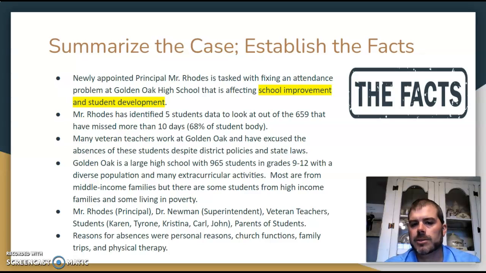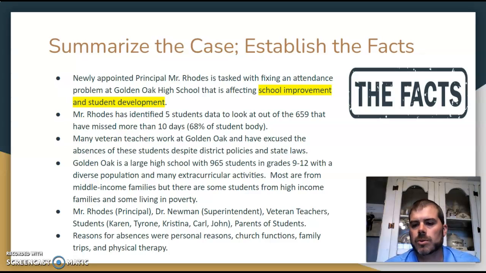So I have identified 5 students' data to look at out of the 659 that have missed more than 10 days. That is 68% of our student body who has missed over 10 days of school. I have a veteran staff of teachers who work at Golden Oak and have excused the absences of these students despite district policies and state laws. So evidently they have not been following district policy, and for some reason prior administration has delegated this job of them excusing absences or unexcusing absences.